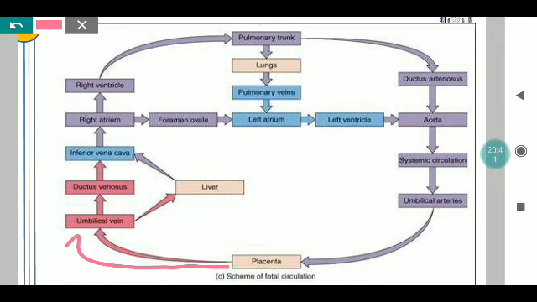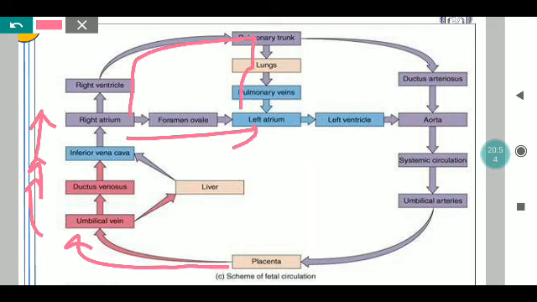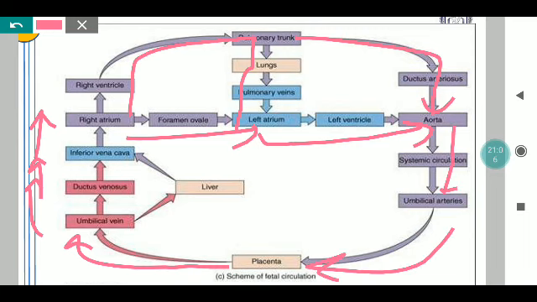Placenta to umbilical vein through ductus venosus to the inferior vena cava to the right atrium. From right atrium, some amount through foramen ovale to left atrium, some blood through the right ventricle to the pulmonary trunk to the lungs to the pulmonary vein to the left atrium. From pulmonary trunk, some blood directly came through ductus arteriosus to the aorta, and some came from left atrium to the aorta. And from the aorta to systemic circulation to umbilical arteries back to the placenta.